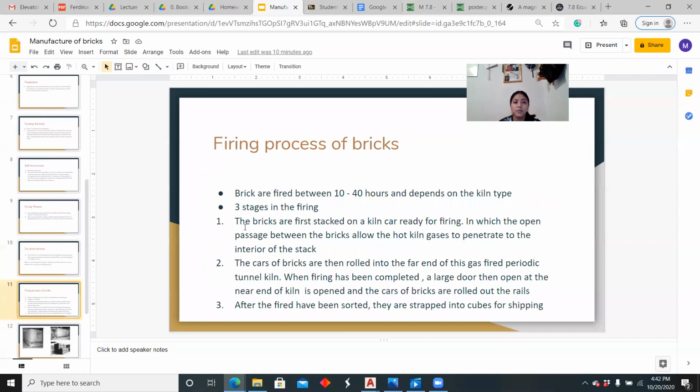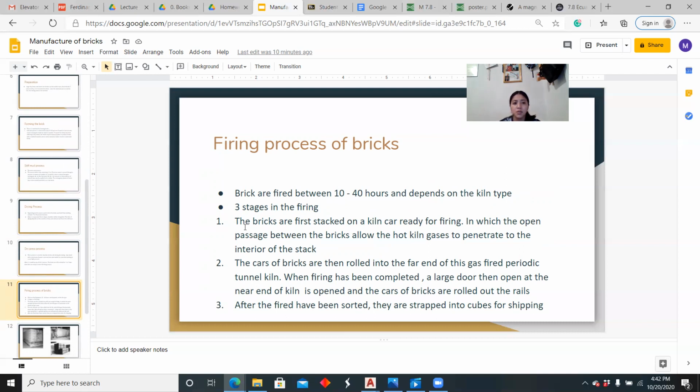Let's talk about the firing phase of the brick. Bricks are fired between 10 to 40 hours, depending on the kiln type. A kiln is basically an oven used to dry or to burn. In this situation, it will be to dry the bricks, right? So there are three stages in firing the bricks.